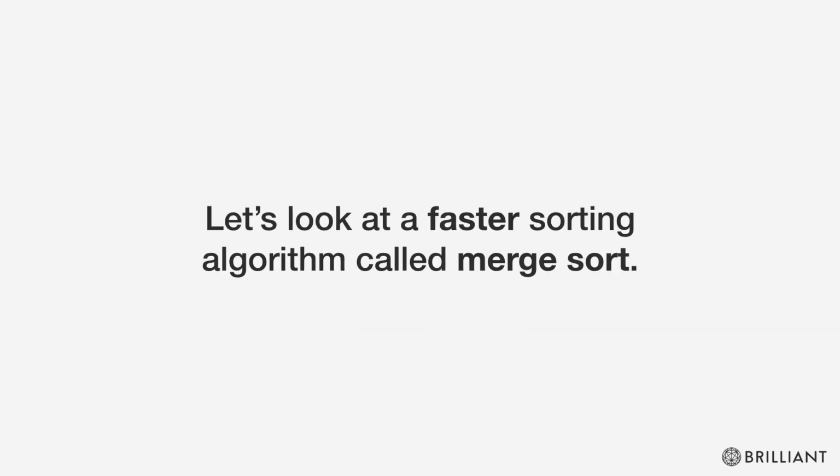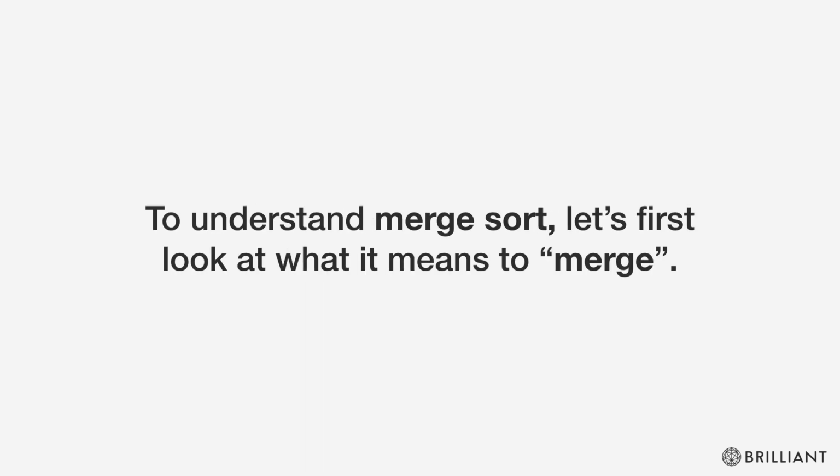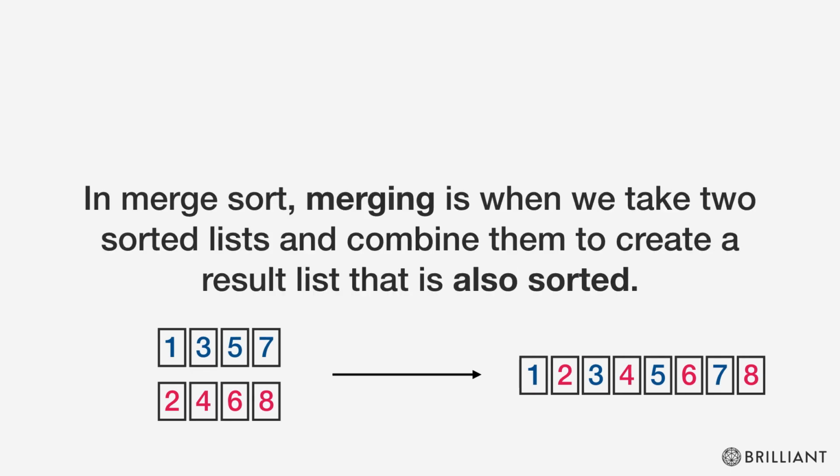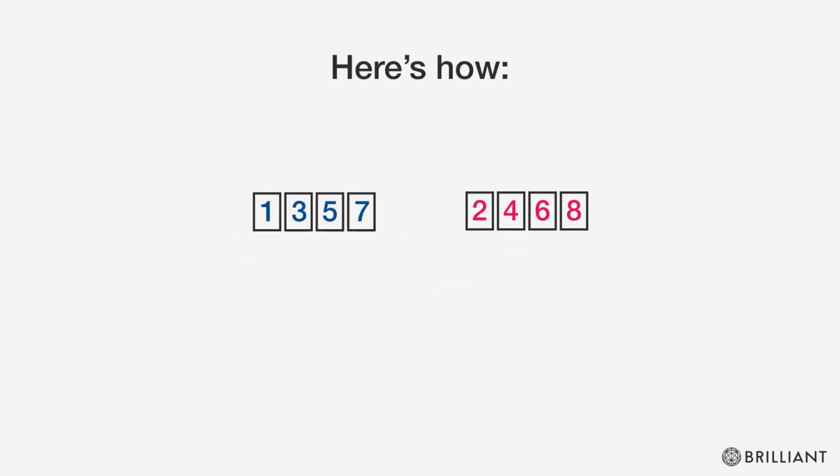Let's look at a faster sorting algorithm called merge sort. To understand merge sort, let's first look at what it means to merge. In merge sort, merging is when we take two sorted lists and combine them to create a result list that is also sorted. Here's how.